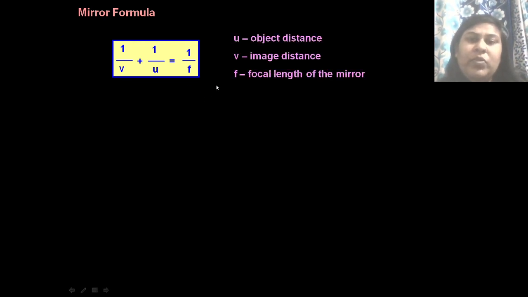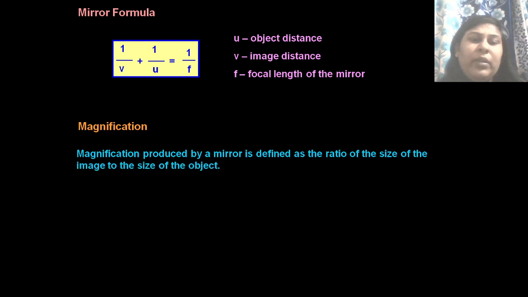Now the next topic is the mirror formula. The mirror formula is 1 upon v plus 1 upon u equals 1 upon f, where v is the distance of the image from the pole, u is the distance of the object from the pole, and f is the focal length of the mirror.